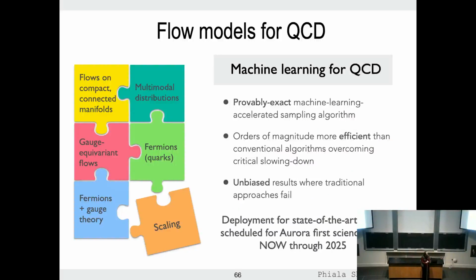So where are we? Well, over the last 7 years, we've put together a provably-exact machine learning accelerated sampling algorithm for lattice field theory that is orders of magnitude more efficient than conventional approaches in key regions of parameter space, and it's unbiased in regions of parameter space where conventional algorithms fail. So we're deploying now, and I have great hope that this will get us a little bit past that complete glass ceiling that we have in doing nuclear physics from lattice QCD, if it works.